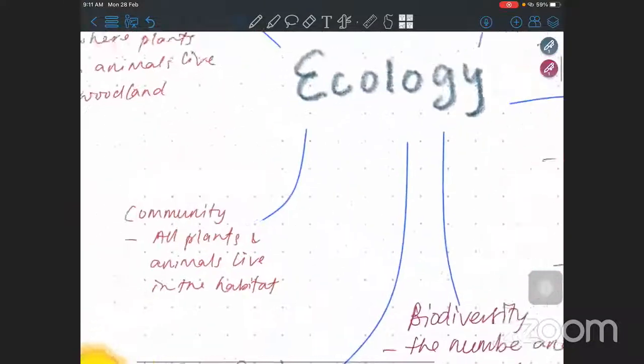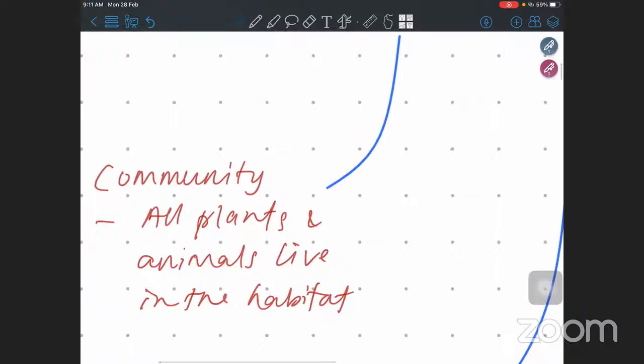Then we have the community. Just now we learned about biotic factors. Community is all the plants and animals, all the biotic factors in the habitat. For example, you may have squirrel, deer, and monkey, and some bird and some insect, and snail, spider in the woodland.